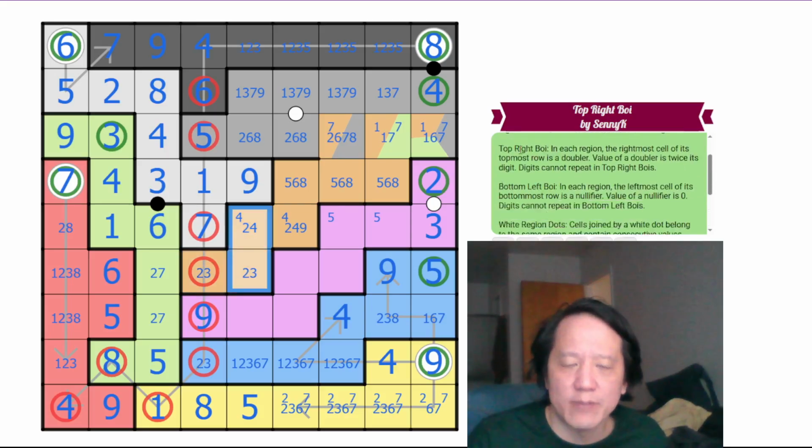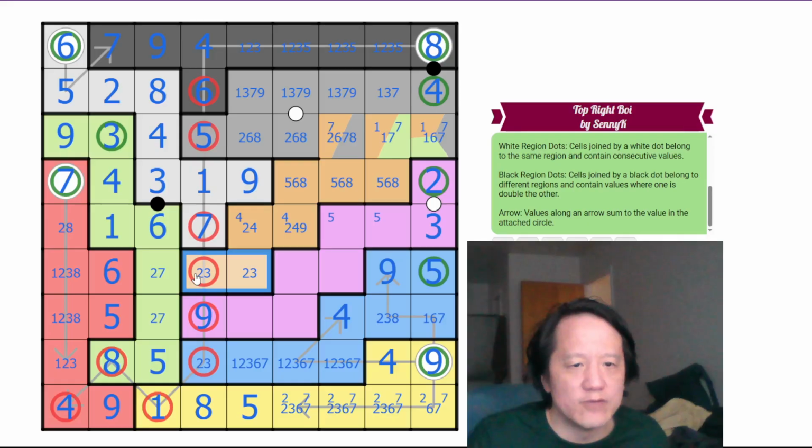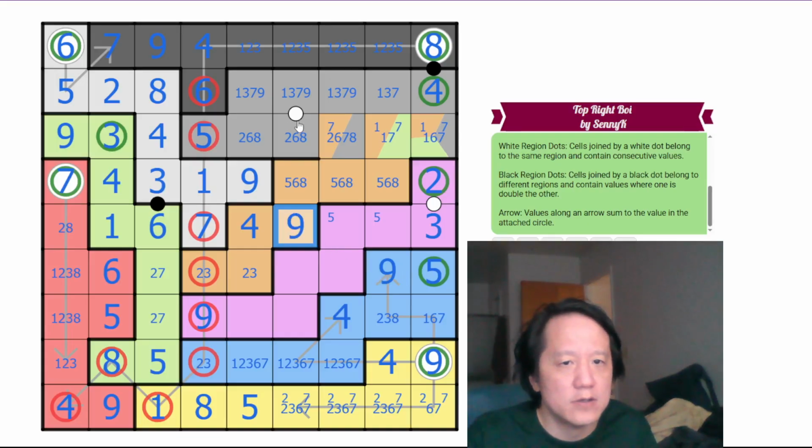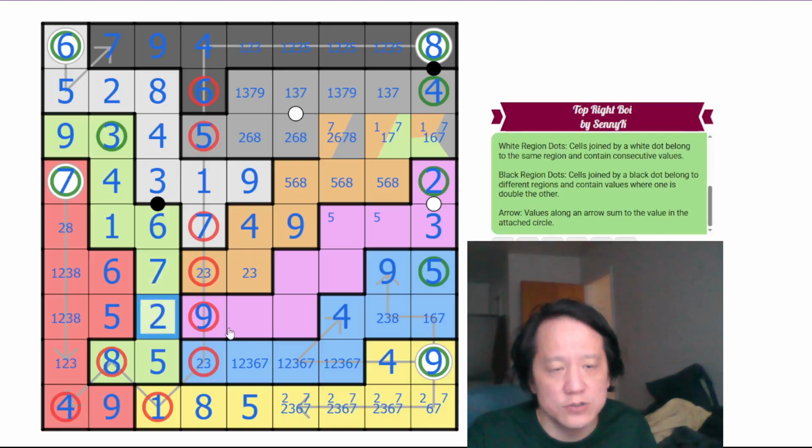What is it called? Top right boy. So we now have a 2-3 pair here, which eliminates 2 and 3 in the rest of the region and in the rest of the row. So this can't be 2 or 3, it's 4. This can't be 2 or 4, it's 9. That means no more 9 there. 2 and 3 eliminate 2 there, so it's 7, which makes that 2.